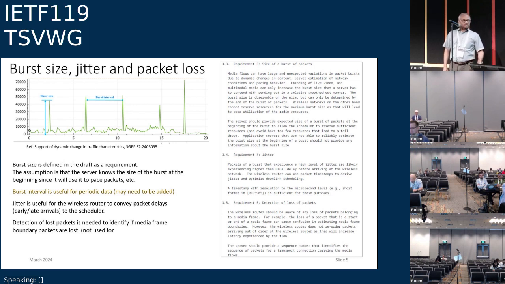And then we've also asked for a couple of other things in the requirements, that is jitter and delay, and the detection of lost packets. The reason we want to know about lost packets is to identify the beginning and the ends of a frame. And the jitter is useful also for scheduling. If something is coming very late, then in relative terms, there can be some adjustment done in terms of shaping and forwarding.